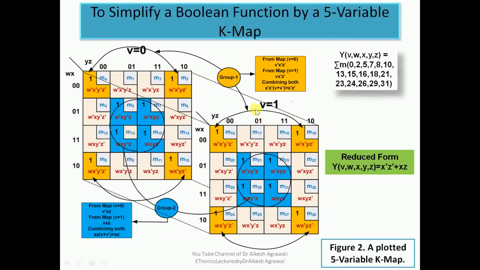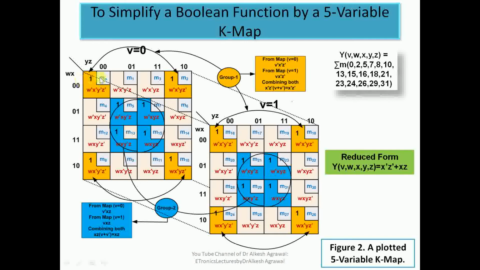So this is a very simple example where a boolean function is given of 5 variables v, w, x, y, z, which comprises the minterms 0, 2, 5, 7, 8, 10, 13, 15, 16, 18, 21, 23, 24, 26, 29, 31. Out of these minterms, m0 to m15 will be plotted in the v equal to 0 map, and minterms 16 to 31 will be plotted in the v equal to 1 map.